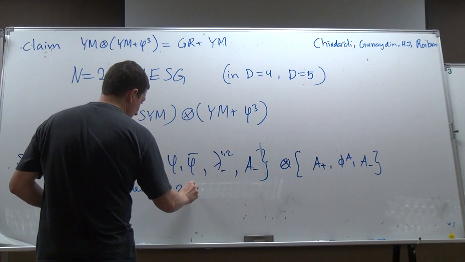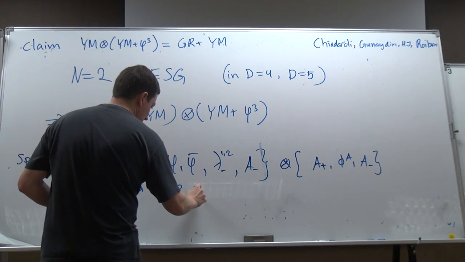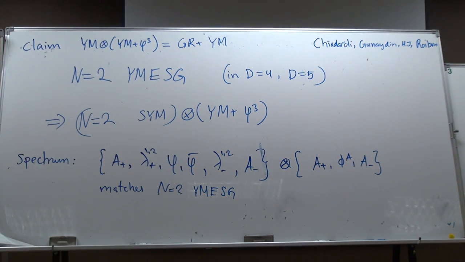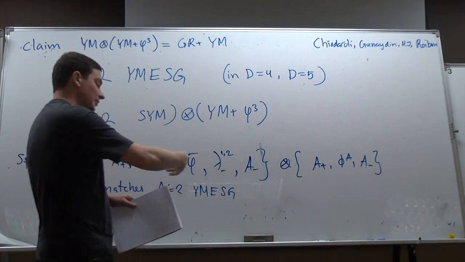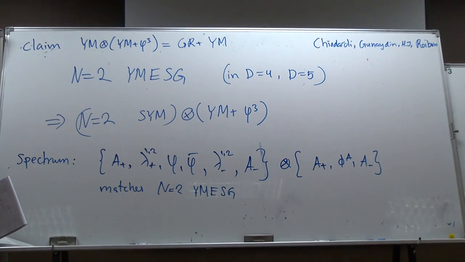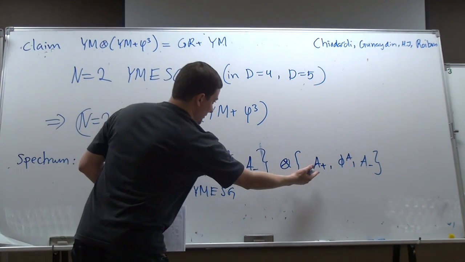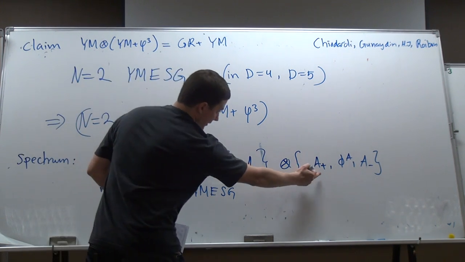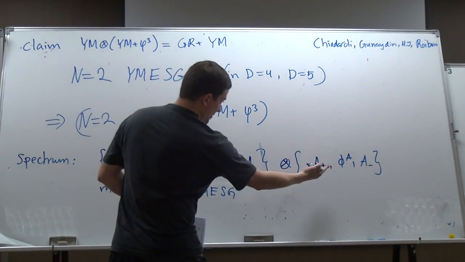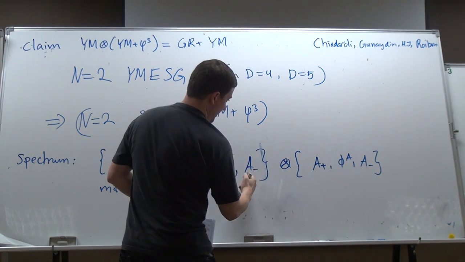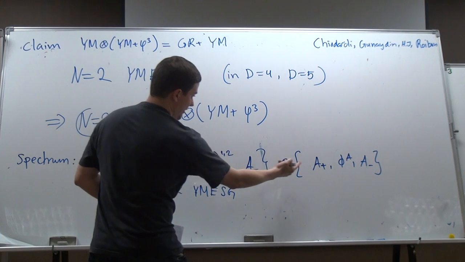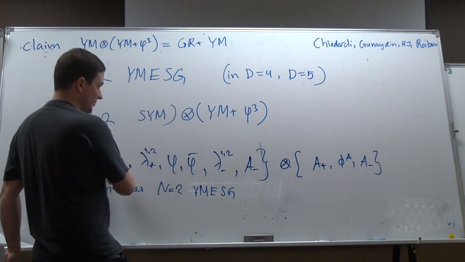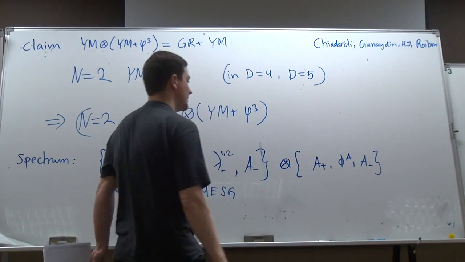N equals 2 Yang-Mills-Einstein supergravity. So this will have the graviton, for example, which is this product. It will have gravitinos, which is this one times this one, and it will have vectors. It will have vectors on one hand from this product between the A and the phi here, and then between the phi and the A here. But it will also have dilaton and axion, so that's a cross term between the A's, so A plus and A minus.